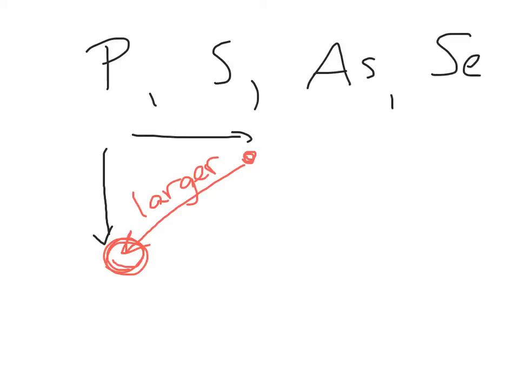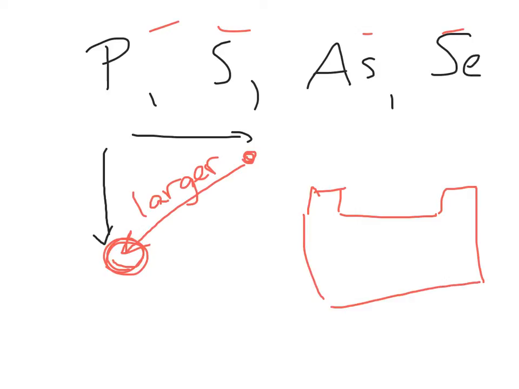So if you look at where phosphorus, sulfur, arsenic, and selenium are on the periodic table, with my wonderful artistry skills, they're kind of in this little square here, where you've got phosphorus and sulfur in the same row, and then right below them you have arsenic and selenium. And so obviously arsenic and selenium are going to be larger because they're farther down. But which one of these, arsenic or selenium, is going to be the largest?